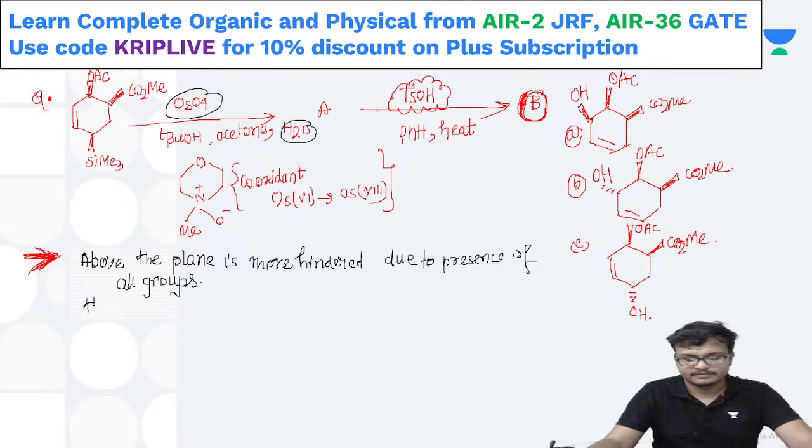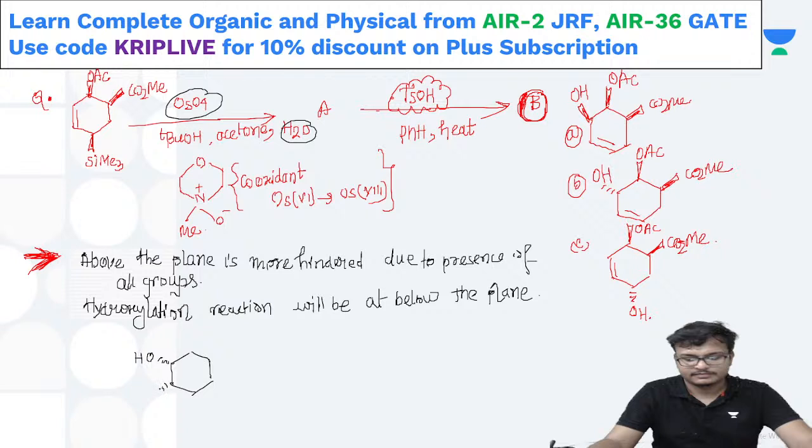So where does the dihydroxylation take place? That is the reason because of which the dihydroxylation reaction will be below the plane. Below the plane the dihydroxylation reaction will happen, right? So finally, for these molecules, the stereochemistry of both of the hydroxy groups will be below the plane. Here is also below the plane, here is also below the plane, keeping the other groups the same: OAc, and this one is CO2Me, and this one is SiMe3.